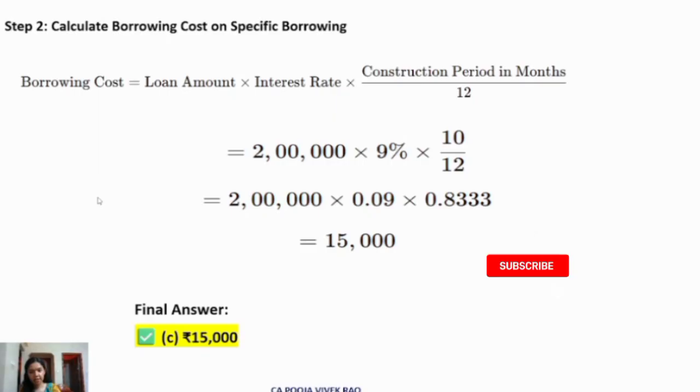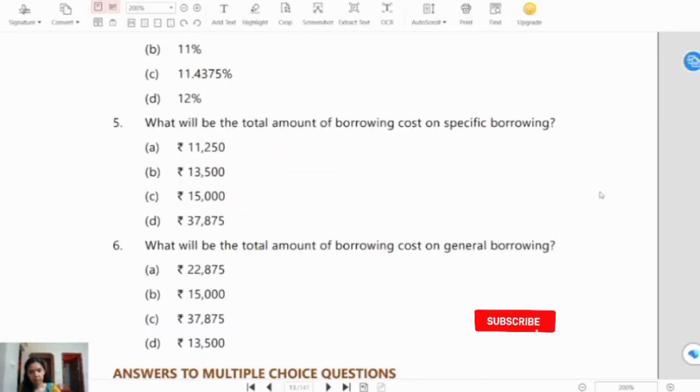Now let's see the sixth MCQ. Question number 6. What will be the total amount of borrowing cost on general borrowing? Option A, rupees 22,875. Option B, rupees 15,000. Option C, rupees 37,875. Option D, rupees 13,500.